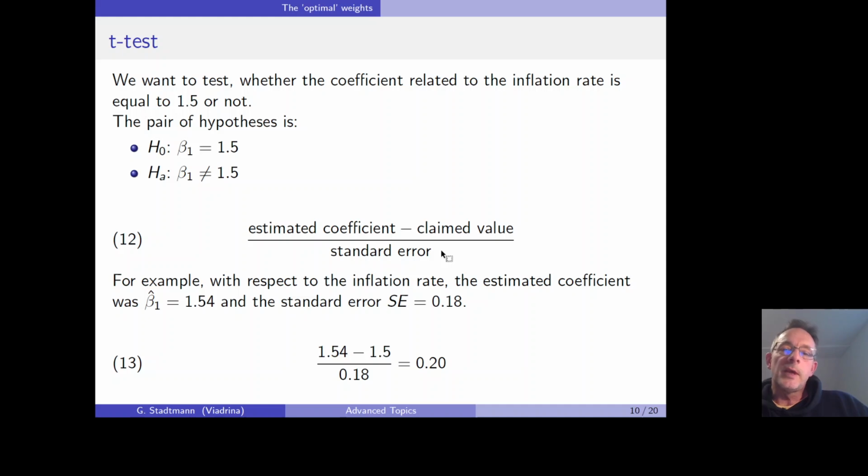Let's assume that with respect to the inflation rate, the estimated coefficient hat beta 1 is equal to 1.54, and the standard error is equal to 0.18. So we plug in the estimated coefficient, which stems from our regression. We subtract the claimed value, which was claimed in our theoretical hypothesis, and we divide by the standard error. Then we get our estimated t-value, which is equal to 0.2.